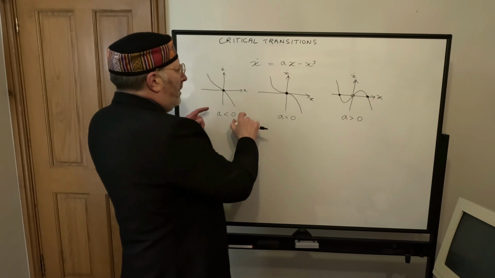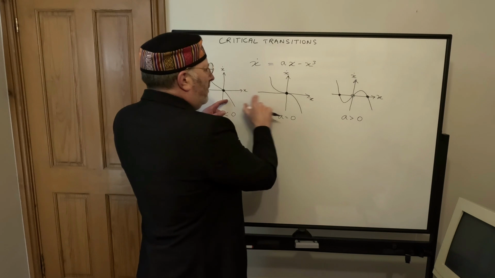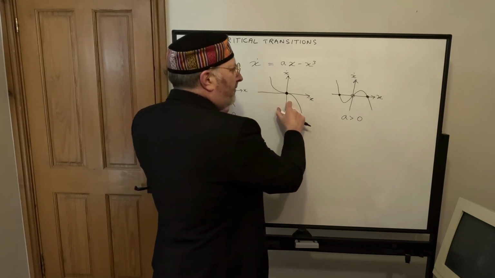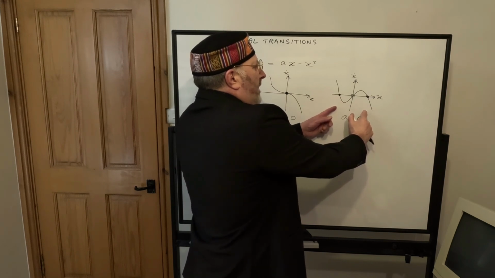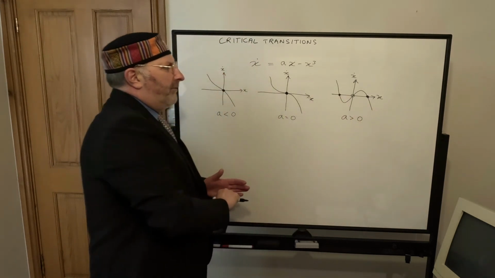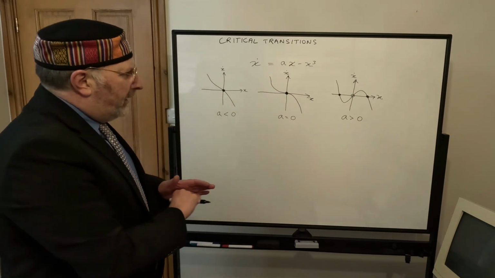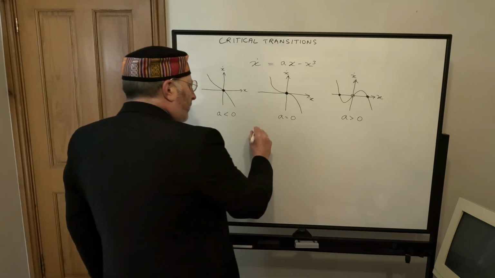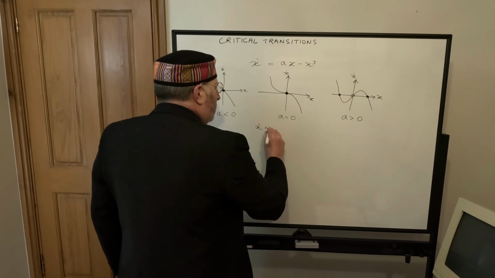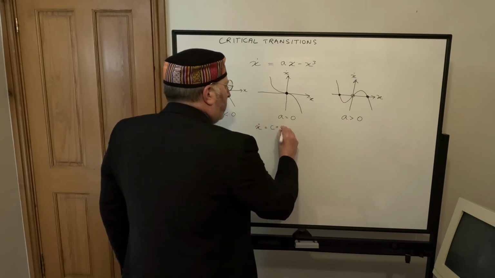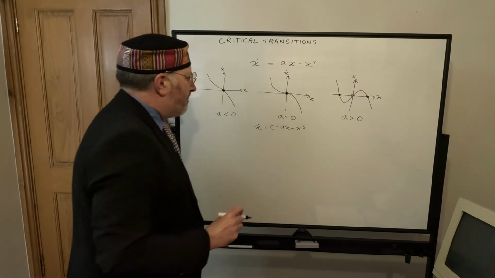So as A varies, we go from a situation with one fixed point, a stable fixed point, to a situation with two stable fixed points on either side of an unstable fixed point. And now let's add back in our constant c that we had before. So we'll have x dot equals c plus ax minus x cubed.